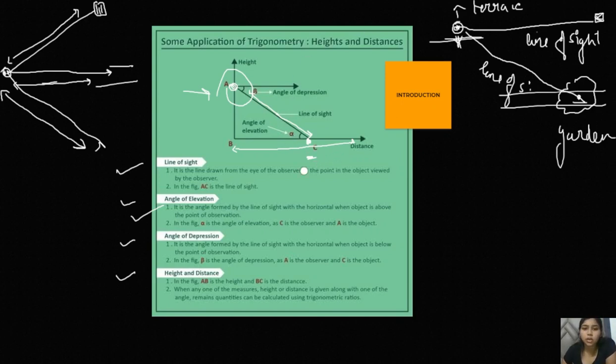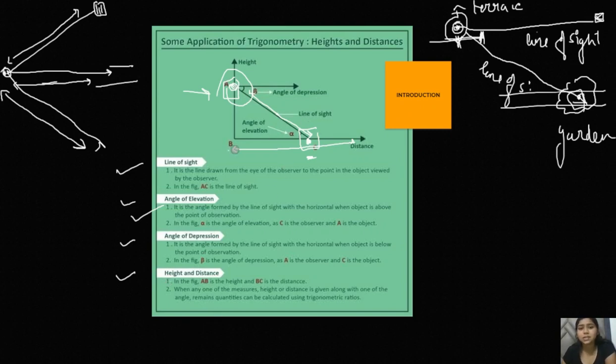So when the object is present above the eyes of the person, then the angle formed by the horizontal and the line of sight will be the angle of elevation. Now the angle of depression: when the object is present below the eyes of the observer. Let's consider A as the observer and C as the object. Suppose this is the observer and they are looking down at this particular road. In that case, the angle formed by the line of sight and the horizontal, this particular angle, will be your angle of depression. I hope that is clear to you.